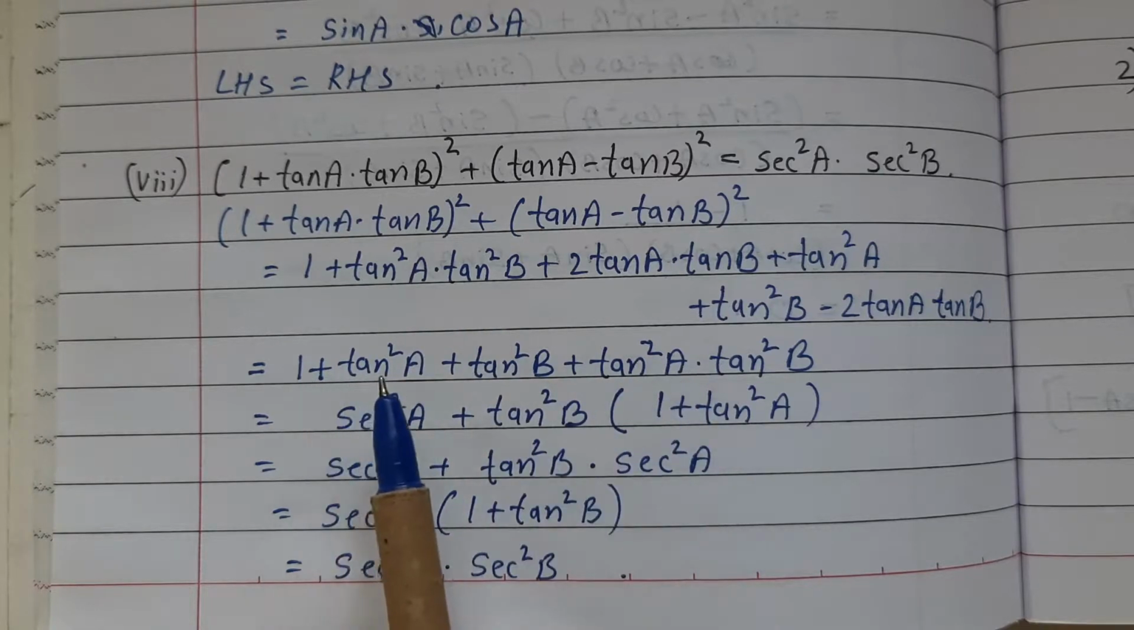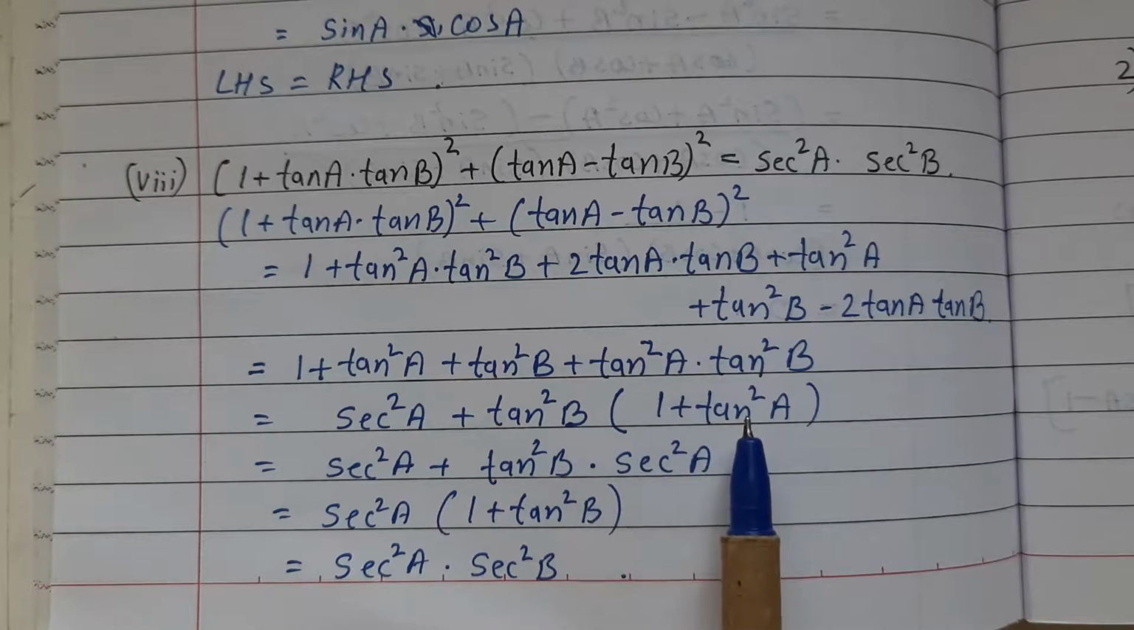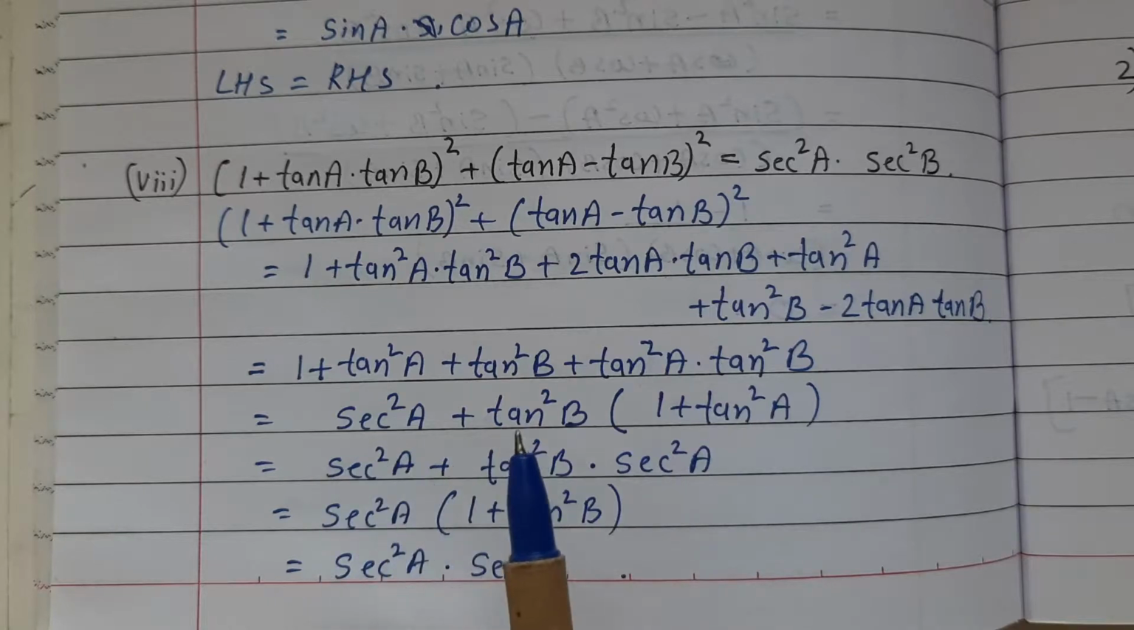1 plus tan square A is sec square A. Here tan square B is common in the remaining terms: tan square B into (1 plus tan square A). Again 1 plus tan square A is sec square A. So it equals sec square A plus tan square B into sec square A. In these two terms sec square A is common, into (1 plus tan square B), which is sec square B. So it equals sec square A into sec square B, equal to right hand side.